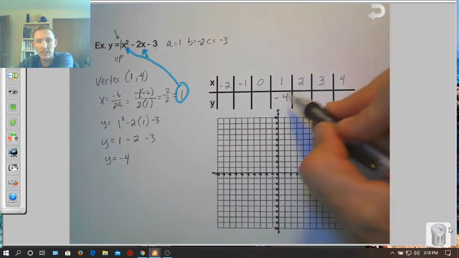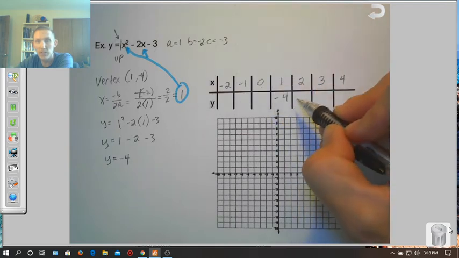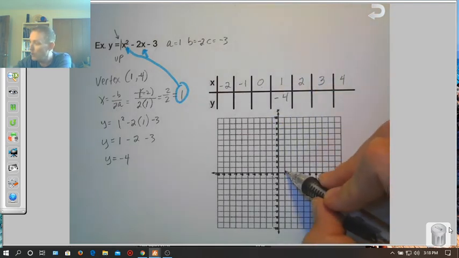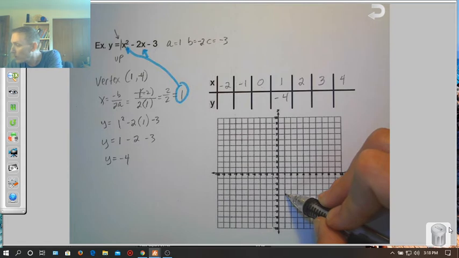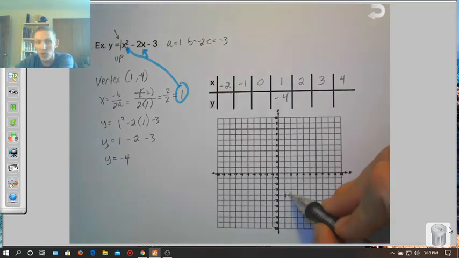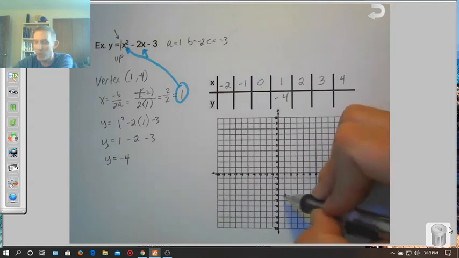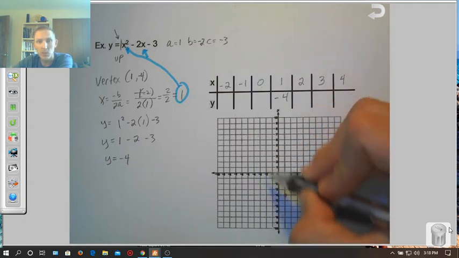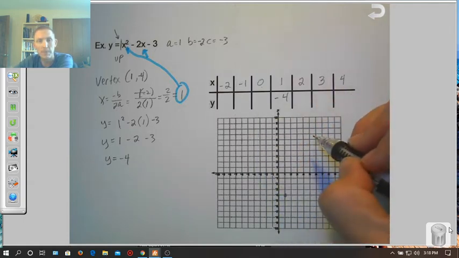And I'm going to go ahead and take this point right now, my vertex, and I'm going to graph it now. So at 1, -4, I have my vertex. And I know that from here, whatever I get, my parabola is going to have to open up. It's going to be a U shape that opens up.